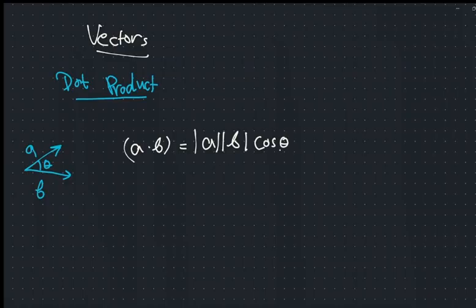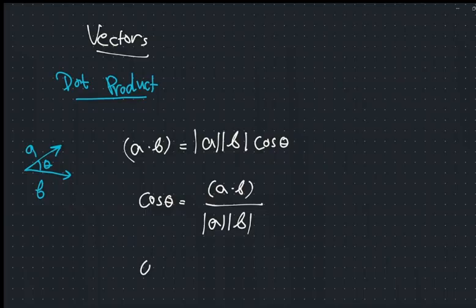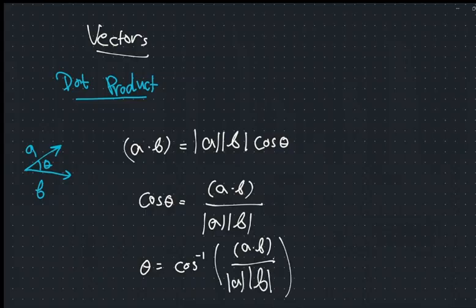To find the angle between them using this equation, we can just manipulate the equation to find that cosine theta is equal to A dot B divided by the product of their moduluses or magnitudes. And to find theta itself, we just take the cosine inverse. So theta is equal to cosine inverse of this whole expression. So keep this equation in mind.